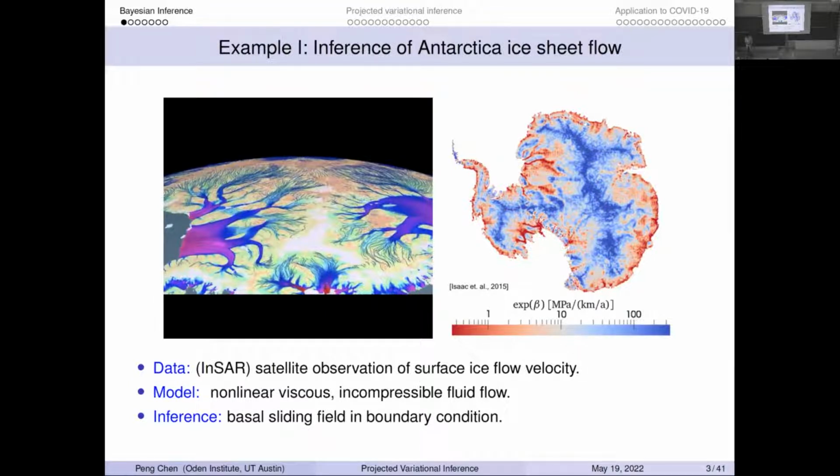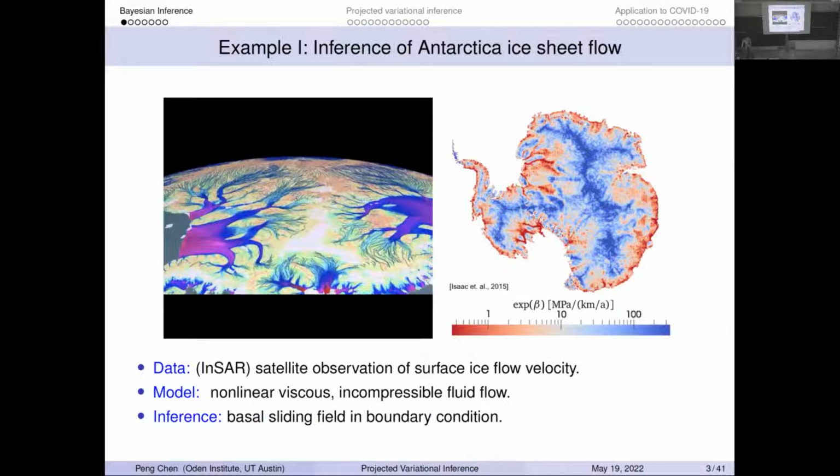And perhaps if a large bunch of ice gets melted, then there is a very high sea level rise. The problem here is we want to infer some of the parameters in the model depending on the data and the model. The model here is a nonlinear viscous incompressible fluid flow, essentially nonlinear Stokes flow. What I want to infer is the boundary condition. On the right, you can see essentially it's a Robin type of boundary condition, standing for the basal sliding field in the boundary condition. So the parameter itself is a random field, a field variable, and it's infinite dimensional.